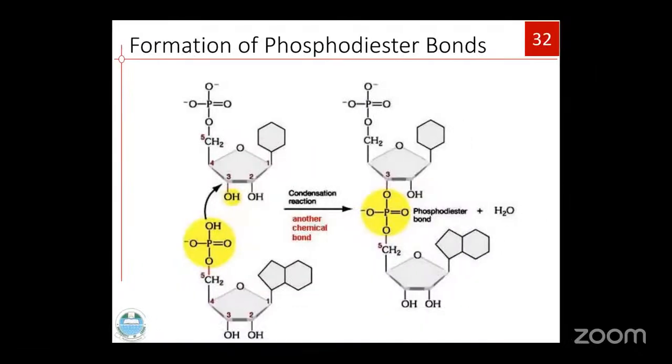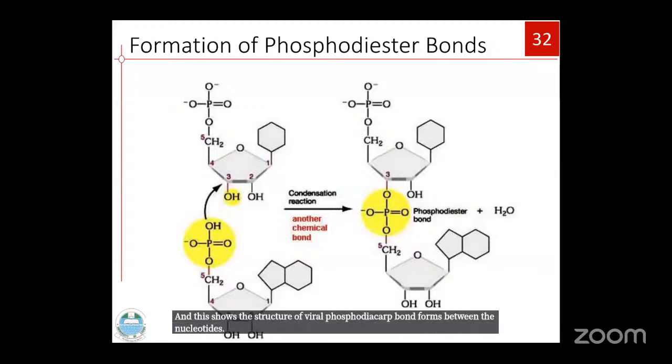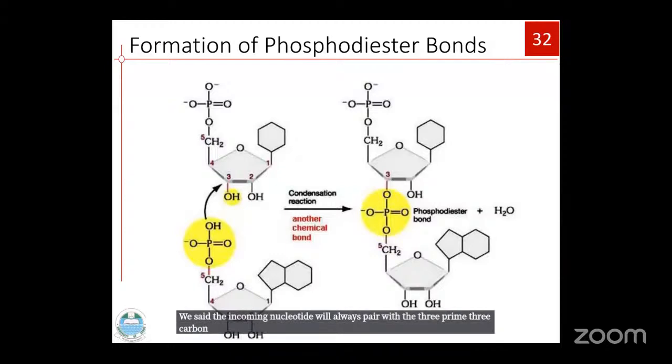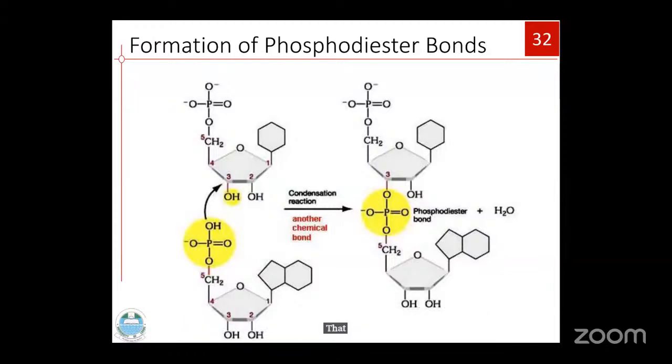And this shows the structure of how a phosphodiester bond forms between the nucleotides. We said the incoming nucleotide will always pair with a 3' carbon. So that 3' carbon is always exposed, right? You need it available, so that the incoming nucleotide can attach to the 5' carbon that is carrying the phosphate group. That is why you have a phosphodiester bond formed between nucleotides.